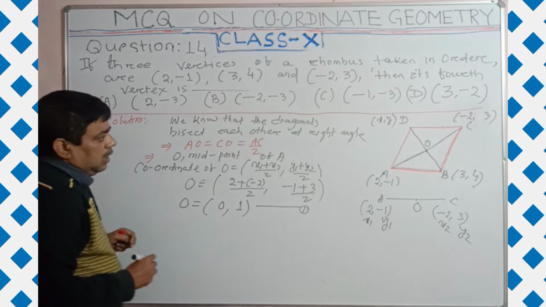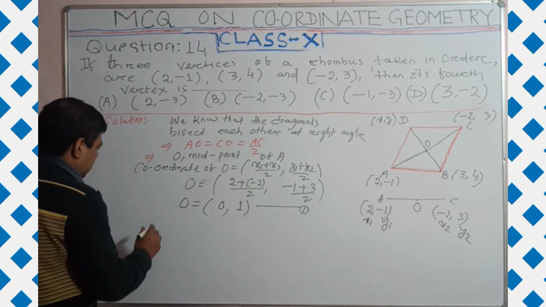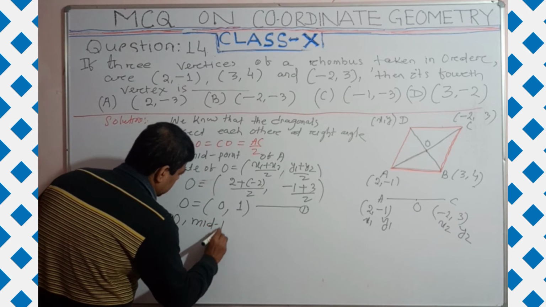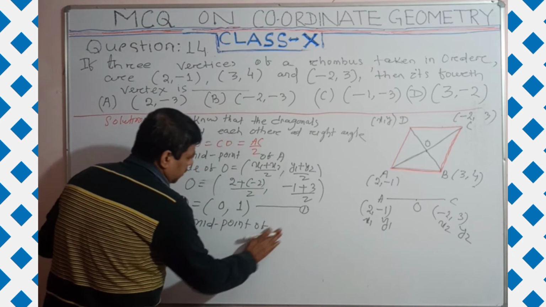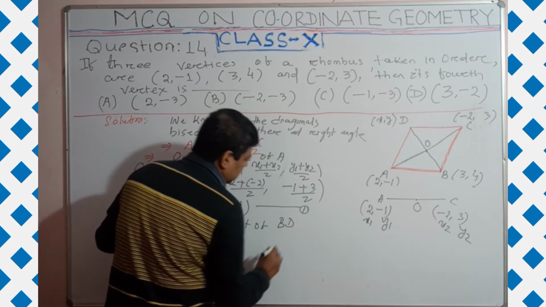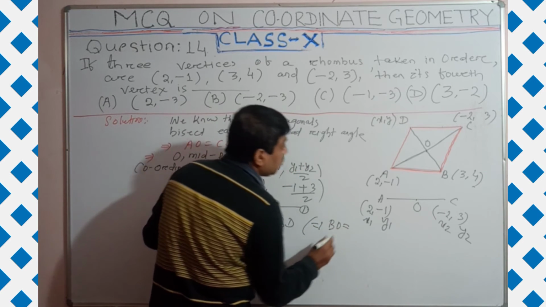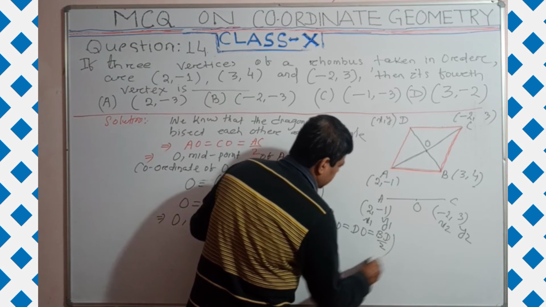Similarly, because the diagonals bisect each other, you see now O is also the midpoint of BD. It means we can write BO is equal to DO, which is equal to BD upon 2, half of BD.